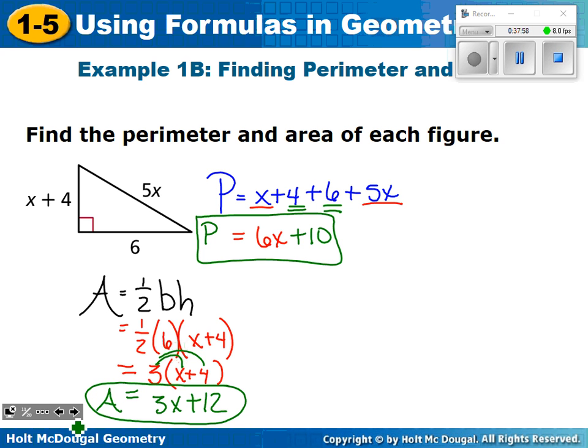Again, they didn't give me units. If they did, I would have to put the units and square them. Otherwise, you can just leave them off if they don't give you units. Questions so far? Okay, let's keep going.